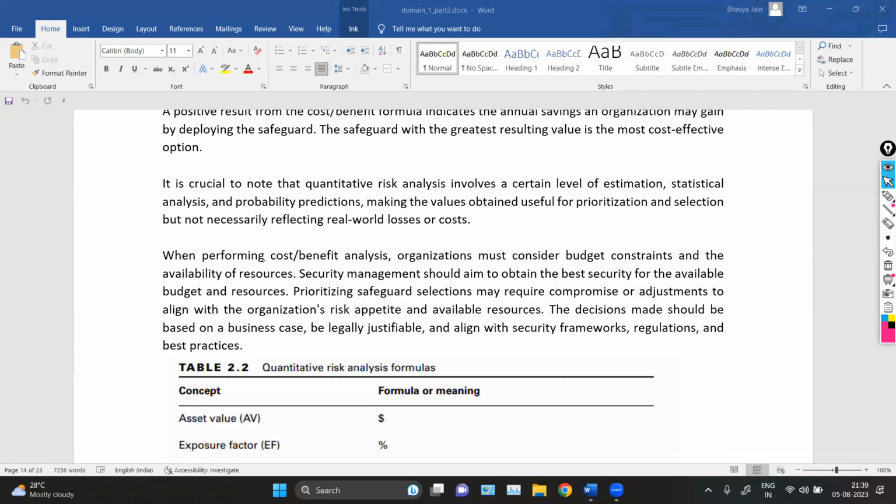So when performing the cost benefit analysis, the organization must consider budget constraints and the availability of resources. Security management should aim to obtain the best security for the available budget and resources. So whatever approaches or security mechanisms we are applying for protecting any asset or any system, that should be cost effective. Okay, so this is all about this.